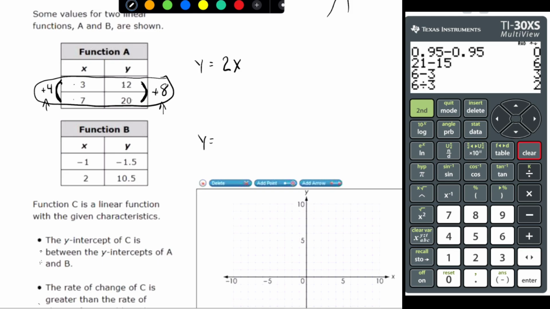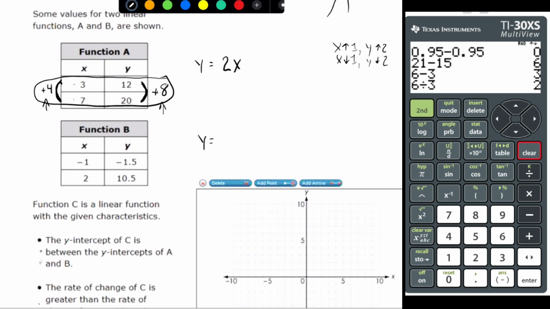So what that means is that for every one that x goes up, y goes up 2, and vice versa. For every one that x goes down, y goes down 2. Okay? So x goes up 1, then y goes up 2. If x goes down 1, then y goes down 2.